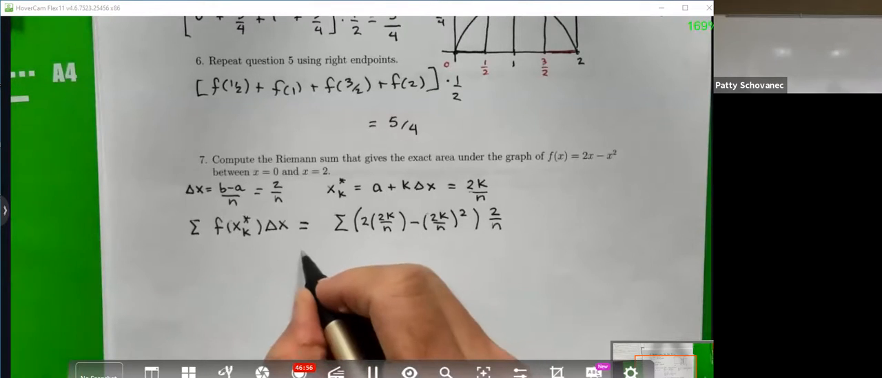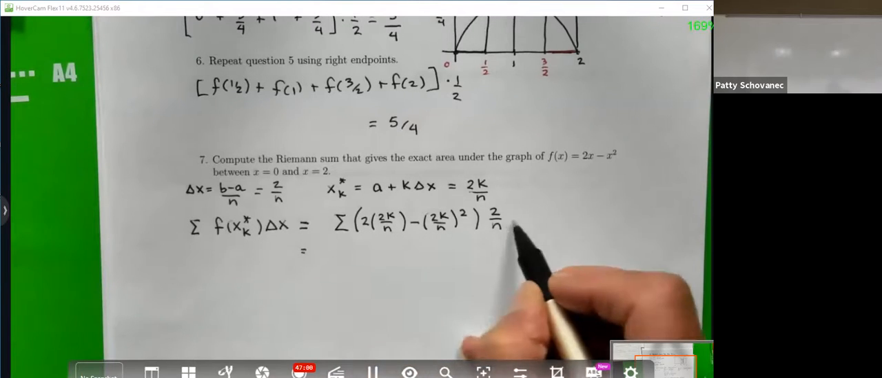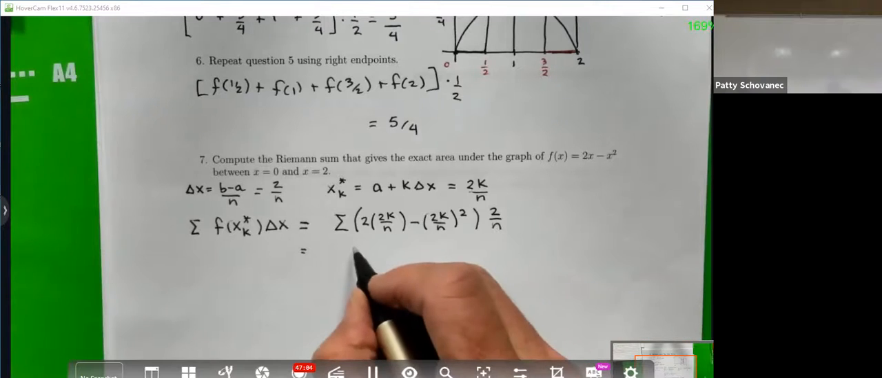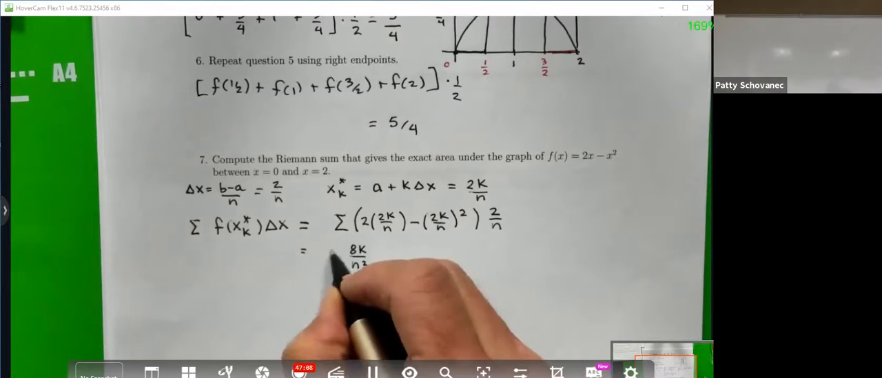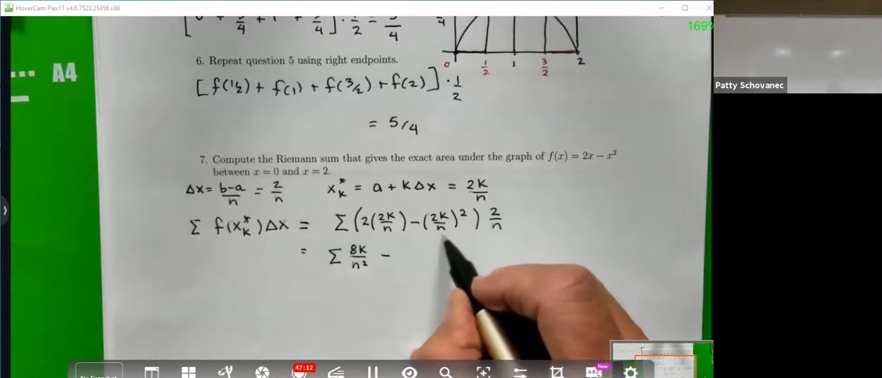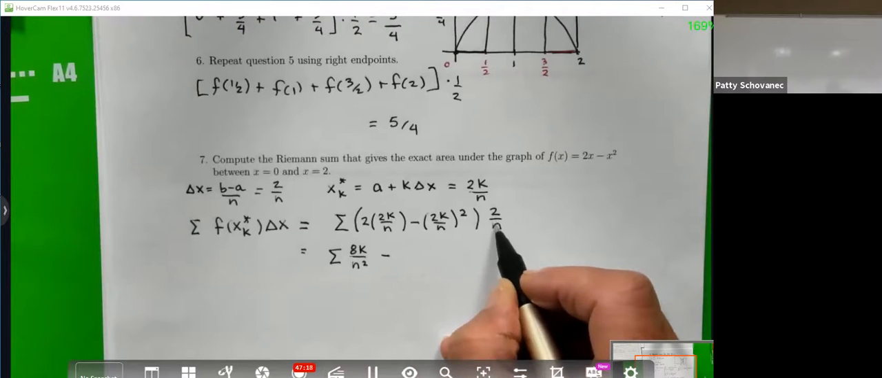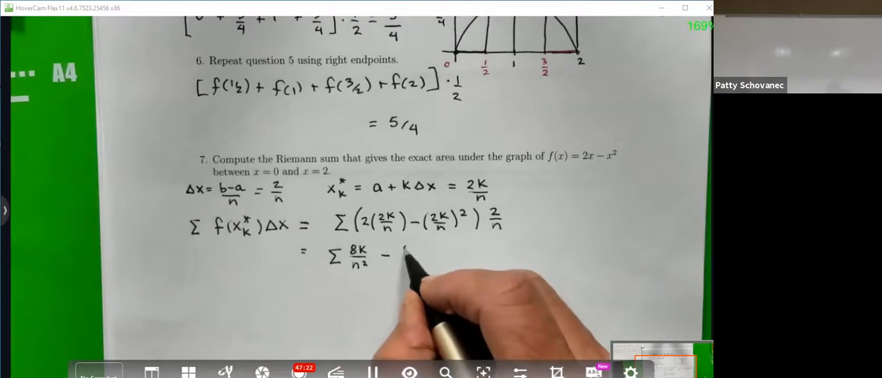So I'm back at interrupting you. This is going to give us 4k over n. When I distribute this through there, that gives me 8k over n squared. Now the minus sign. When I square all of this, I get 4k squared over n squared. So 4k squared over n squared times 2 over n gives us 8k squared over n cubed.